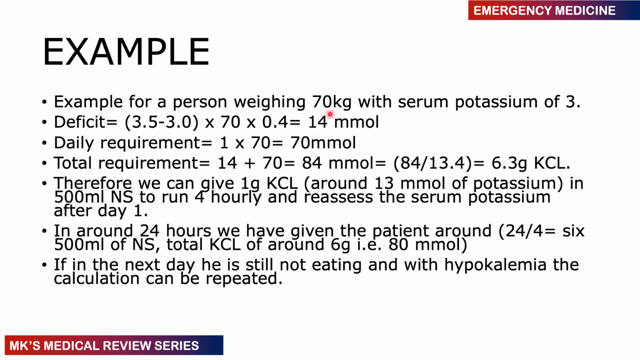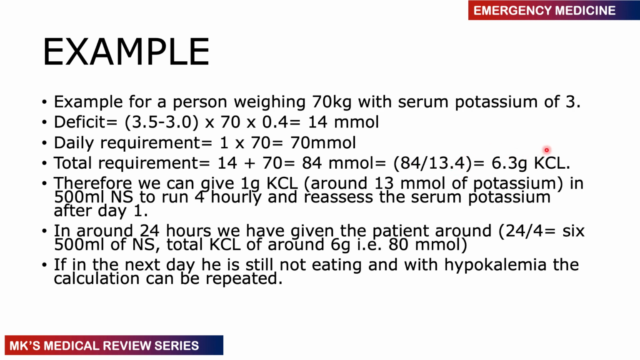And each day, a patient requires at least 1 millimole per kg. So 1 multiplied by 70 is 70 millimoles. So in that particular day, this person needs to be replaced with 84 millimoles of potassium chloride. But remember that 1 gram of potassium chloride is equivalent to 13.4 millimoles. So if you want to change this to grams of potassium chloride, you simply divide that answer by 13.4. So you get 6.3 grams of potassium chloride.